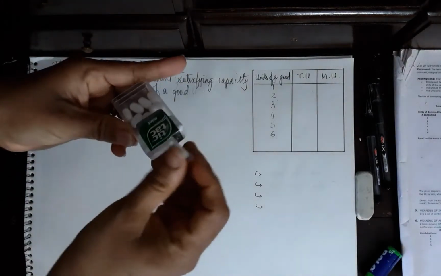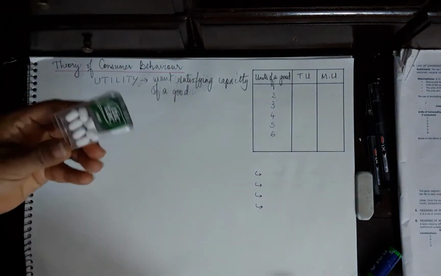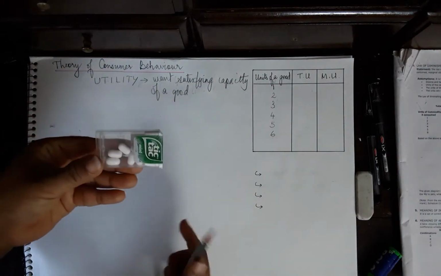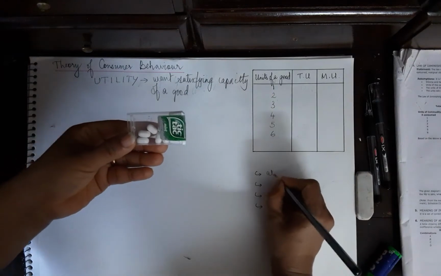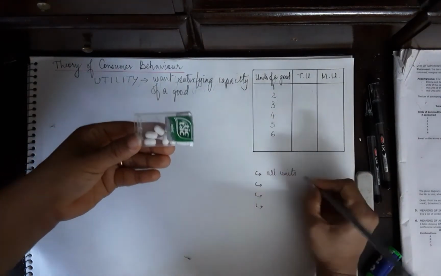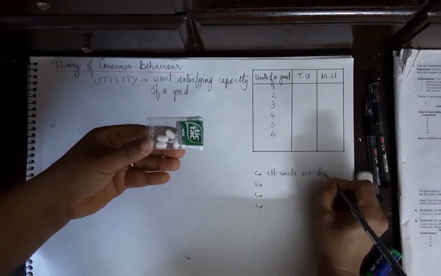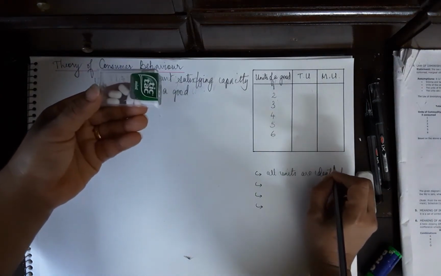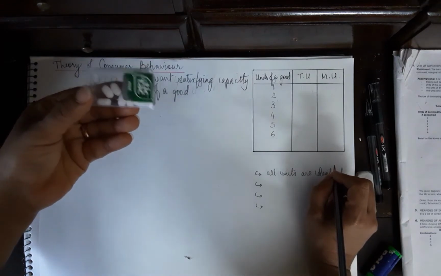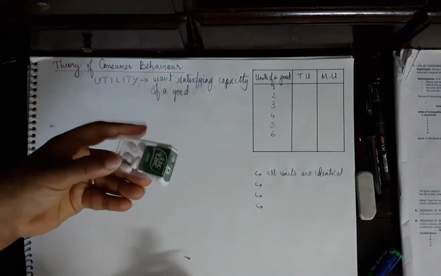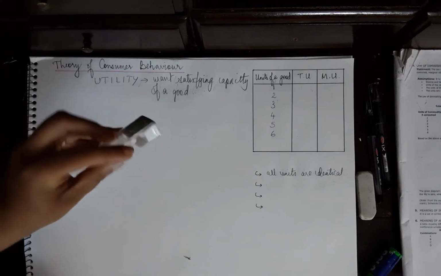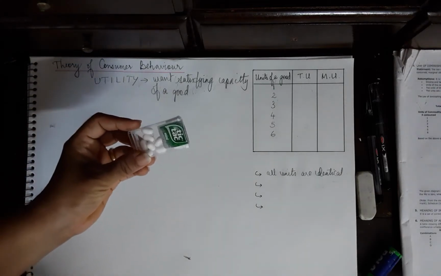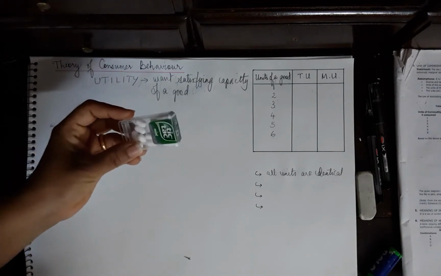Now, before I consume the units of Tic Tac, I'd like to tell you that before we begin the experiment, there are certain assumptions. Okay? We assume that all units are identical, which means they are the same in all respects with respect to quality, size, taste, color and so on. So since I've taken this flavor, definitely all the units have the same flavor. So taste, color, etc. are the same. So you'll agree with me on this? So we can fulfill this condition.